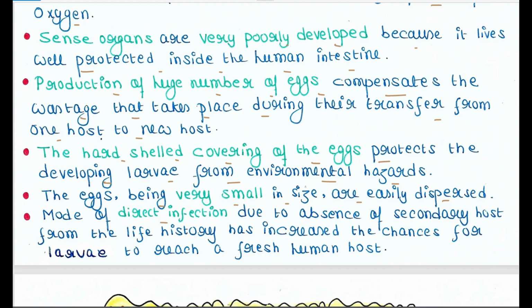Mode of direct infection, due to absence of a secondary host from the life history, has increased the chances for larvae to reach a fresh human host. Basically, they have only one host, that is the human. They don't have any secondary host, which is actually better because the transmission is fast.